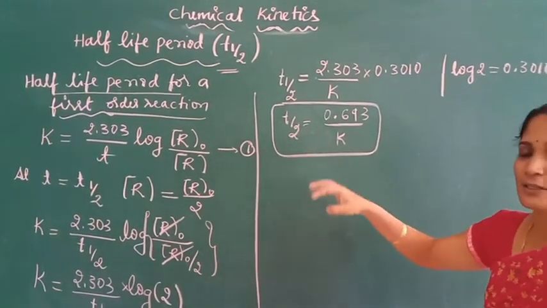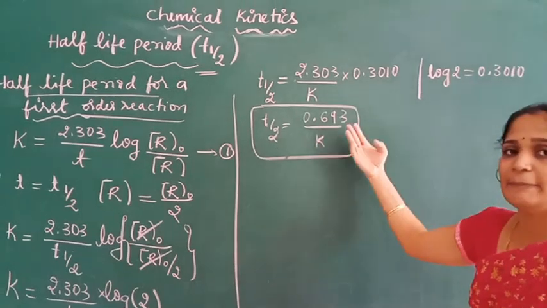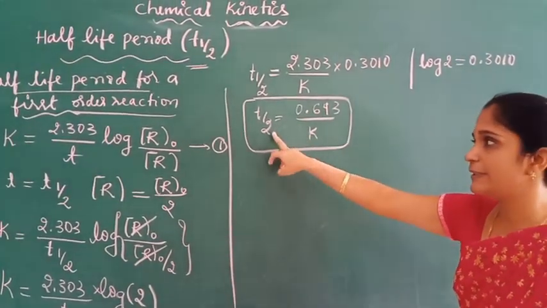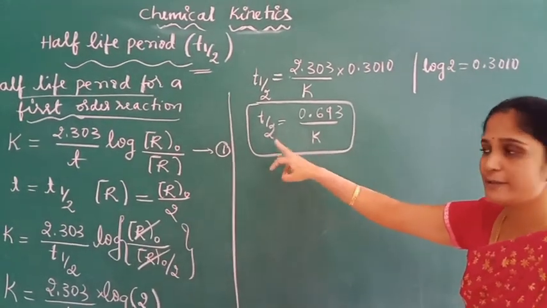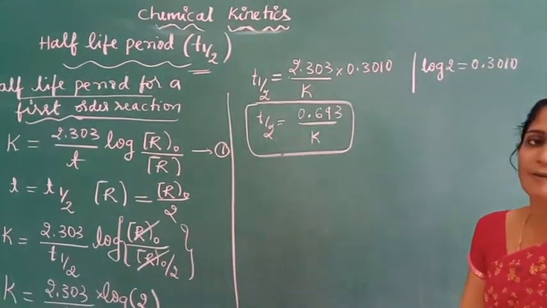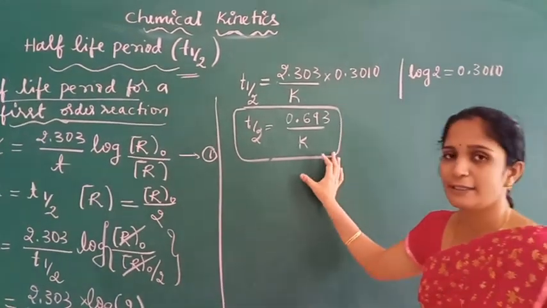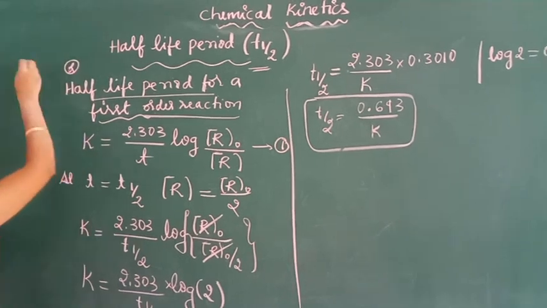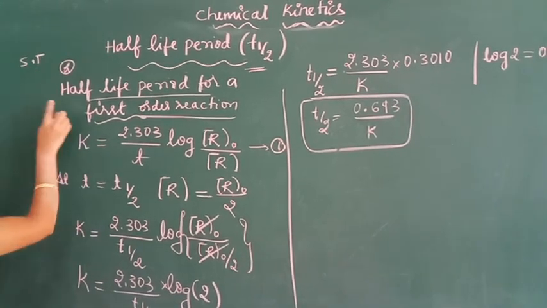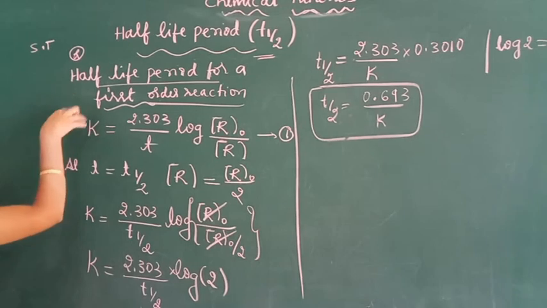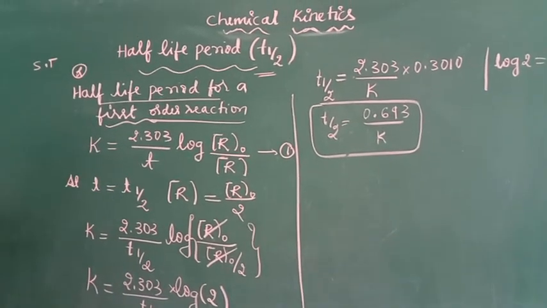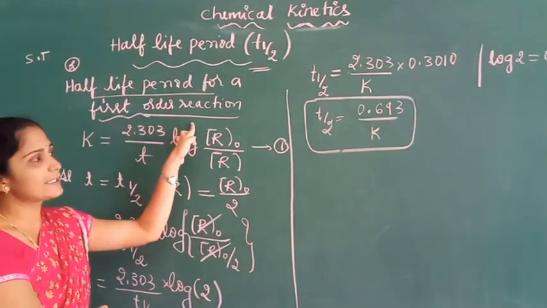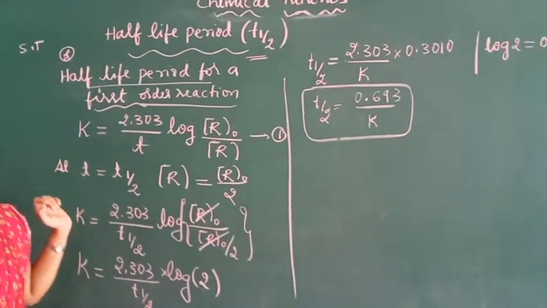So from this equation, the half-life period is independent of the initial concentration of the reactant. So this question can also be asked like this: show that the half-life period for a first order reaction is independent of the initial concentration of the reactant.